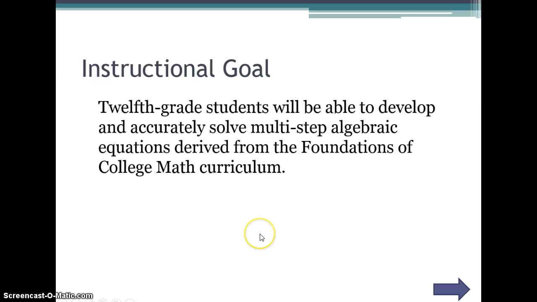The instructional goal that I developed was that 12th grade students will be able to develop and accurately solve multi-step algebraic equations derived from the Foundations of College Math curriculum. Indian River School District works very hard to develop curriculum maps. So in order for my instructional goal to be developed and students to master this goal, I wanted to make sure I followed the curriculum map for the Indian River School District and specifically Indian River High School.